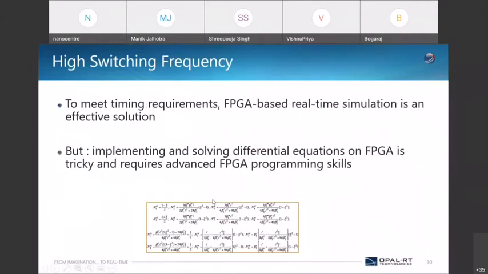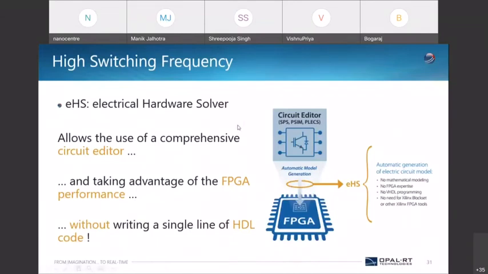And the solution to this is that in the simulator, obviously there is a CPU processor, but even the speed of the CPU processors is not enough that we can simulate the model in the range of nanoseconds or in a very high frequency range. So in such cases, when we want to simulate the models at very high switching frequencies, the processor we are going to use is an FPGA processor. We can see from this figure that the solution provided for high switching frequencies is EHS, which is called the electrical hardware solver.